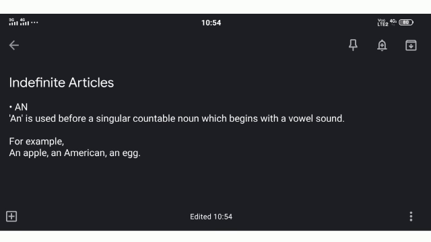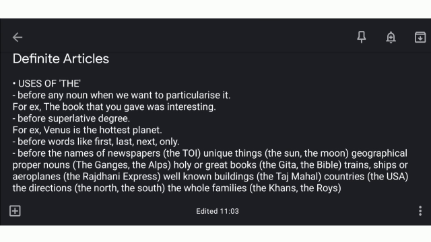Apple is singular, we can count it, and it starts with a vowel sound, which is a. An American. American also starts with a. An egg. A, E, I, O, U are vowels. So in case a noun starts with the letter of the vowels or the sound of the vowels, then we write an before it. Now moving on to the last type of article, which is the definite article.